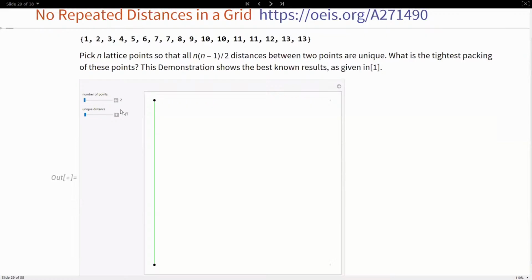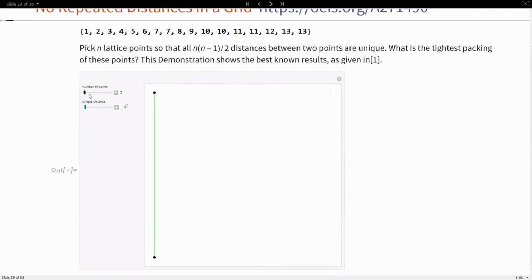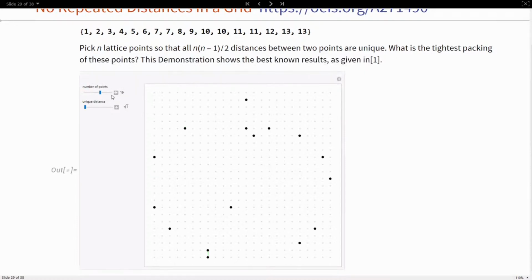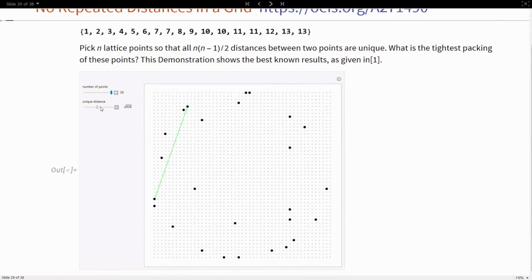The no repeated distances problem is you want lattice points so that all the distances are unique. So for example, we can take a look at 16 points, and these are all the unique distances between them. These are not proven, but it's believed that these are the best solutions.